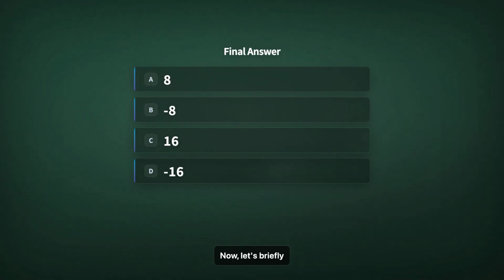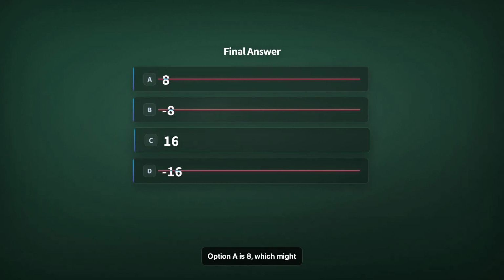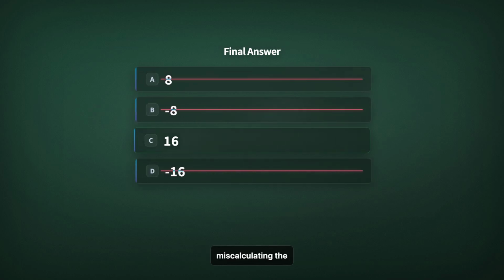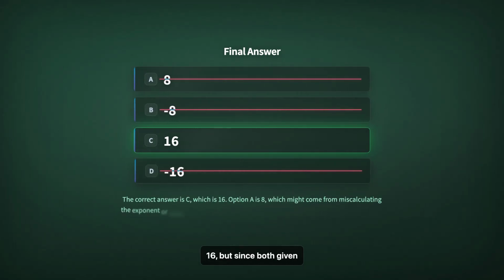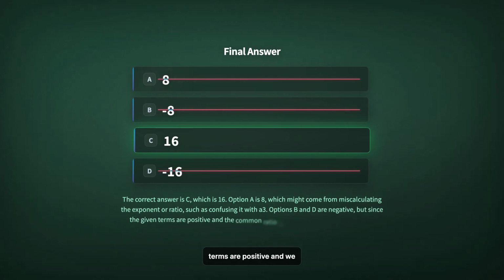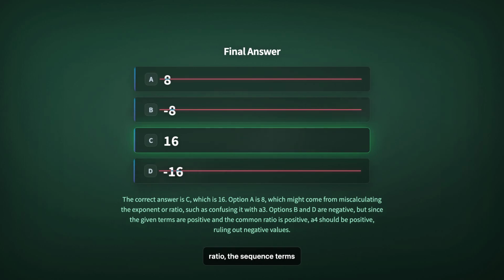Now, let's briefly consider why the other options are incorrect. Option A is 8, which might be mistaken for a sub 3 or from miscalculating the exponent, such as using r squared instead of r cubed. Option B is negative 8, and option D is negative 16, but since both given terms are positive, and we found a positive common ratio, the sequence terms should remain positive, ruling out negative values. Thus, C is the correct choice.